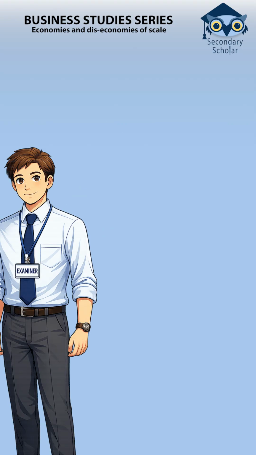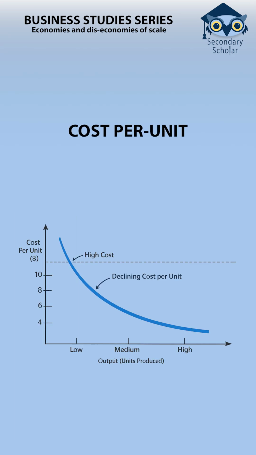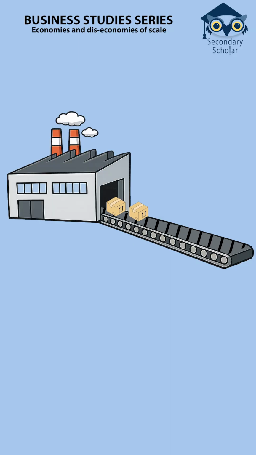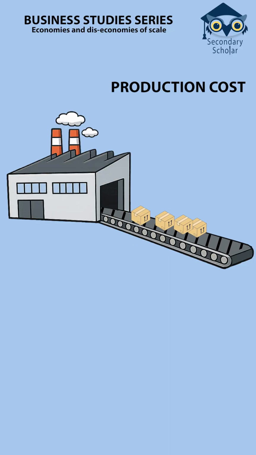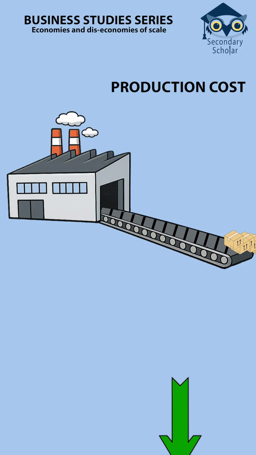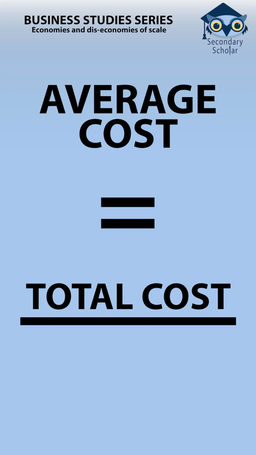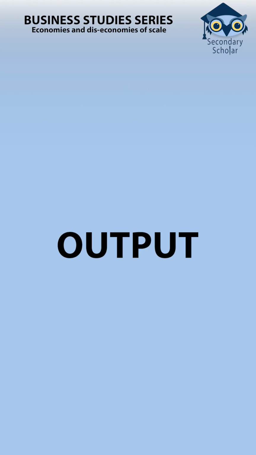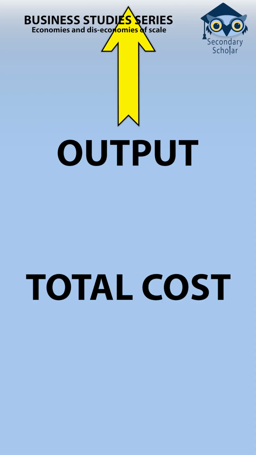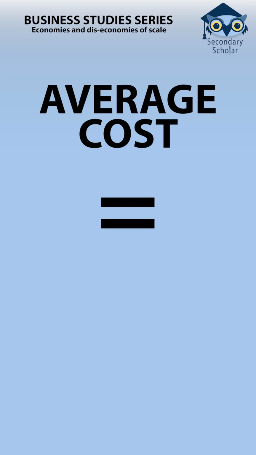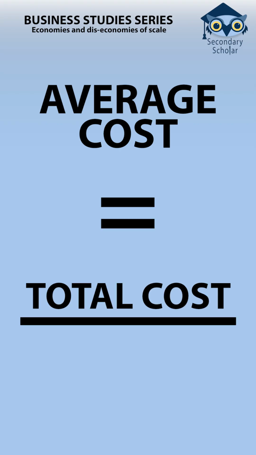Let's make this simple. Economies of scale occur when the average cost per unit falls as output increases. That means as a business produces more, the cost of producing each item becomes cheaper. Average cost is calculated by dividing total cost by output. So if output increases and total costs do not rise at the same rate, the average cost per unit falls. Average cost equals total cost divided by output.